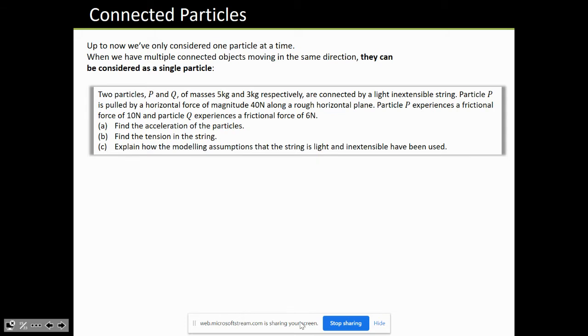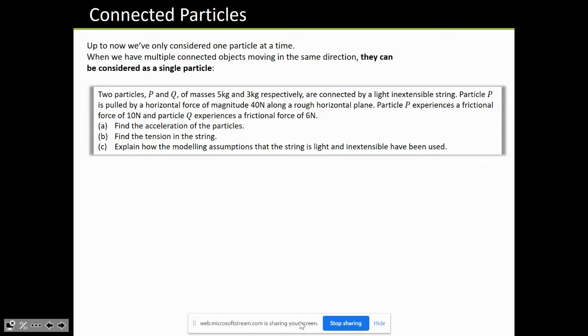So today we're looking at when we've got two connected particles or two connected masses. When we do this, we can consider each particle at a time, or we can consider the whole thing as a single particle. And it actually becomes easier to consider some things as single particles rather than separately. This is called systems of forces.